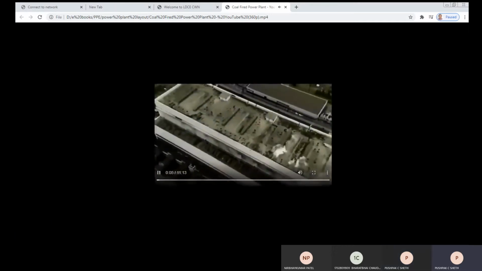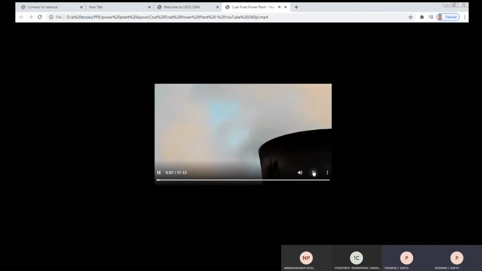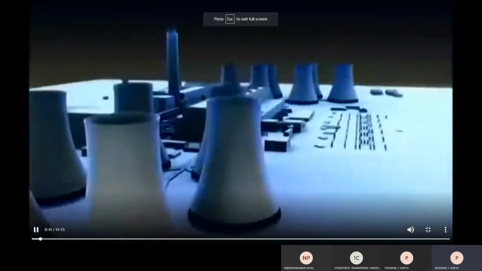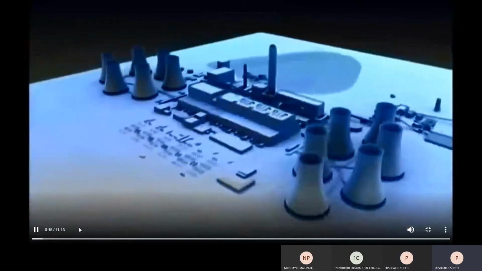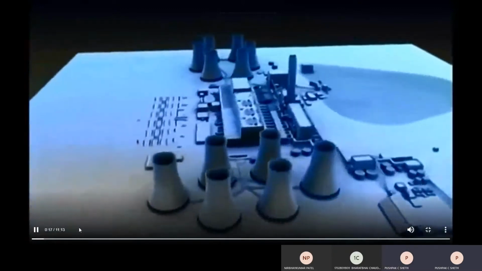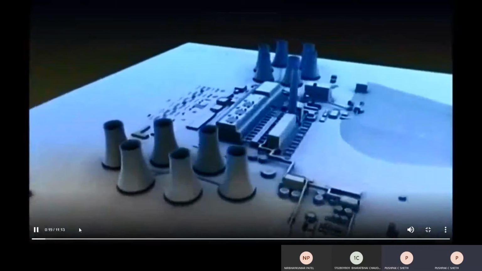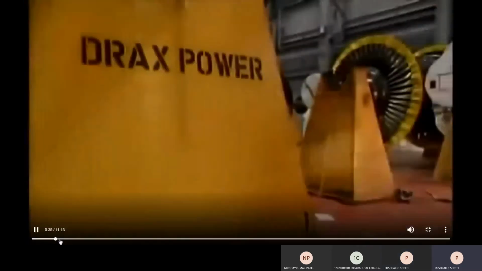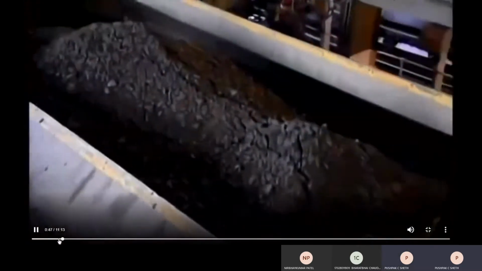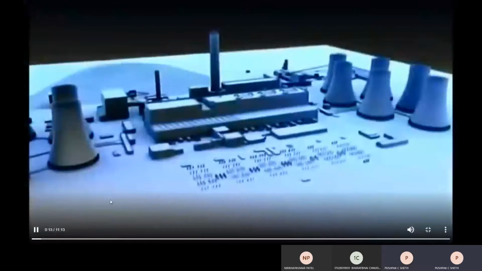This is Drax, a coal-fired power plant in England. The size of two Manhattan Central Parks, side by side. This machine puts out almost 4,000 megawatts of power, enough to light up 5 million homes.